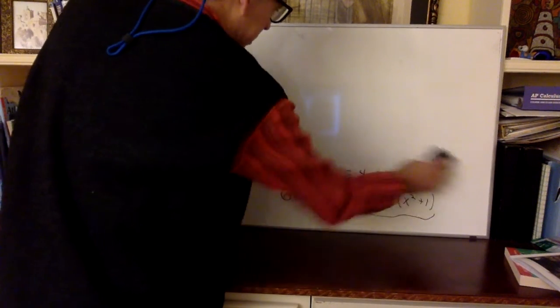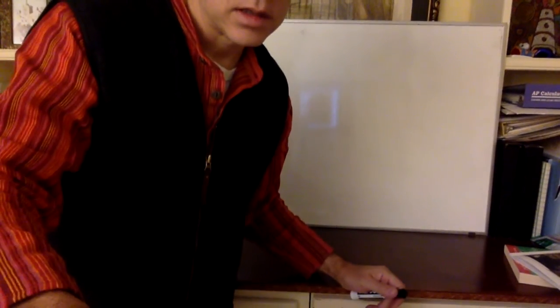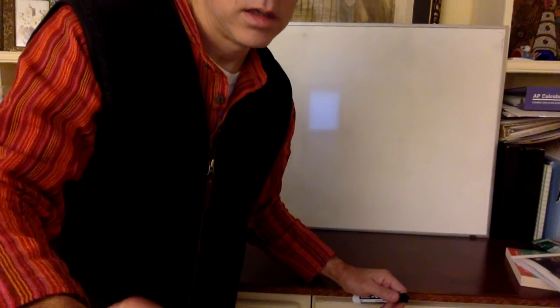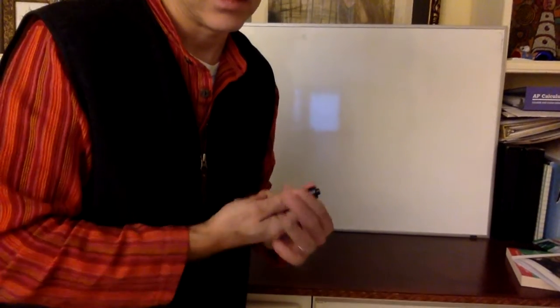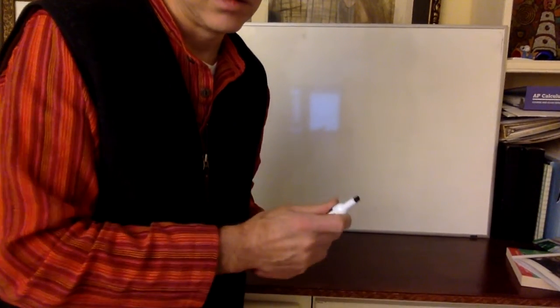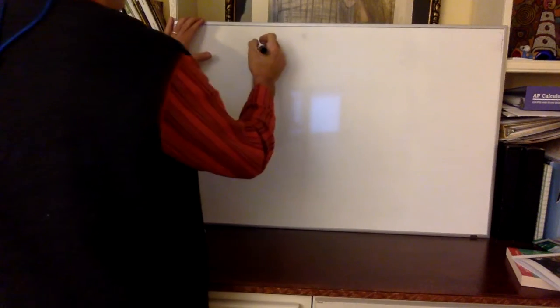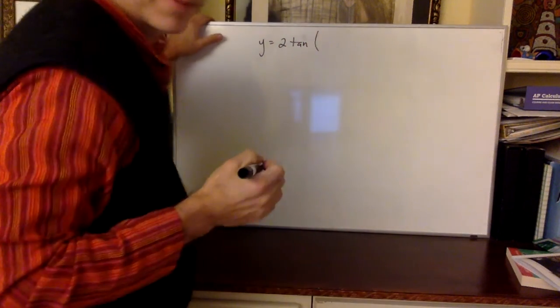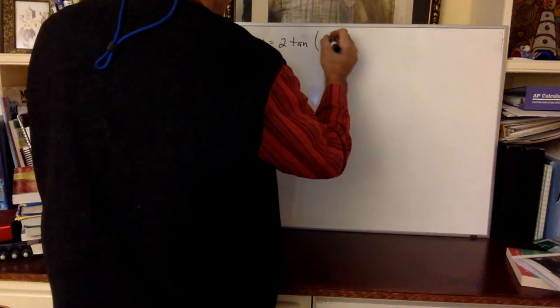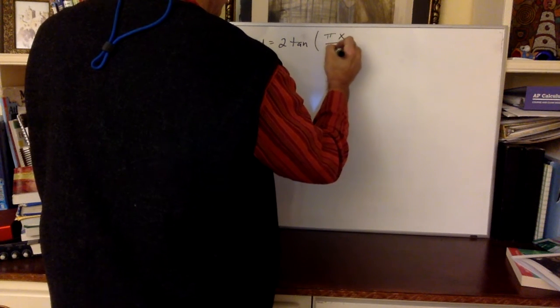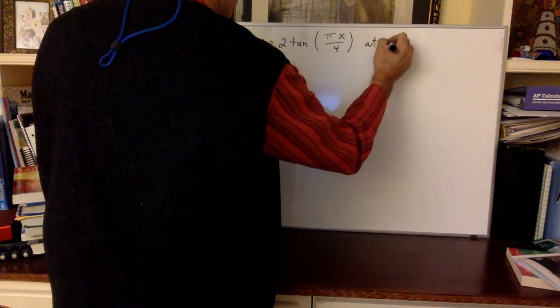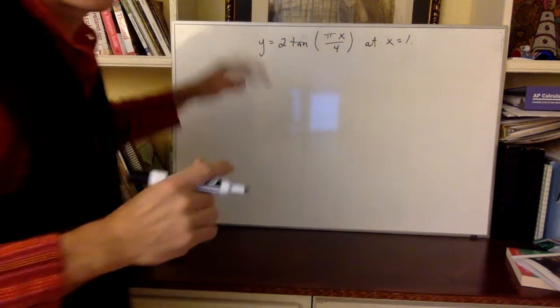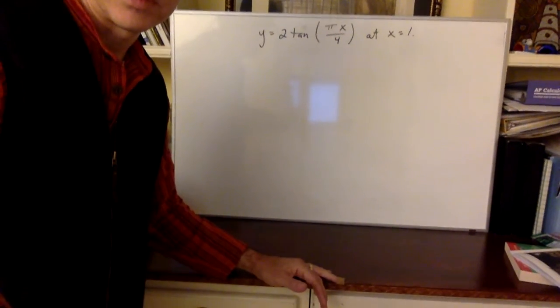Number 12 is what I'll do next. Let me go back to that. Find the equation of the line. Okay, so let me just write this function down. Y equals 2 tan of what? Pi x over 4. And we need it right at x equals 1. Great. All right, let me switch back to the camera here.